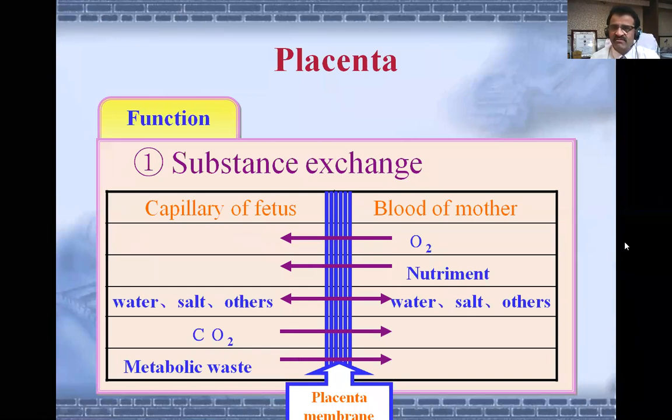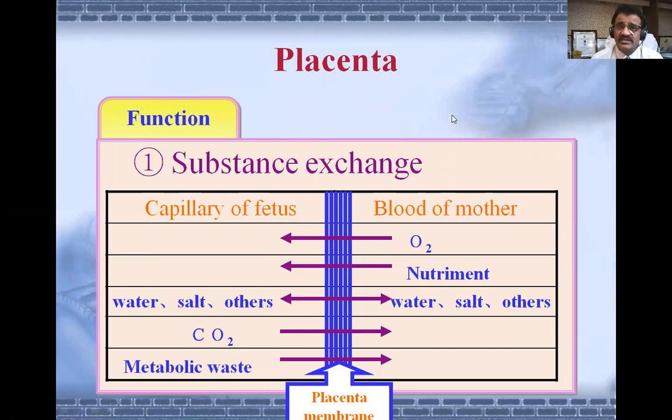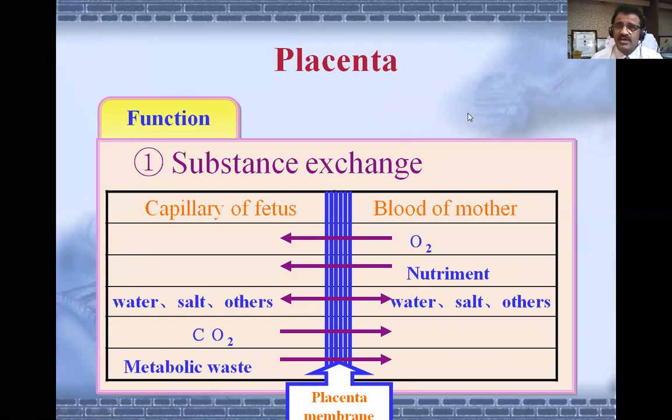CO2 is going from fetus to mother, and metabolic waste is carried back to the mother, because the mother is the one for all giving and taking, because the baby is in the uterus. So, the functions of the placenta in more detail.